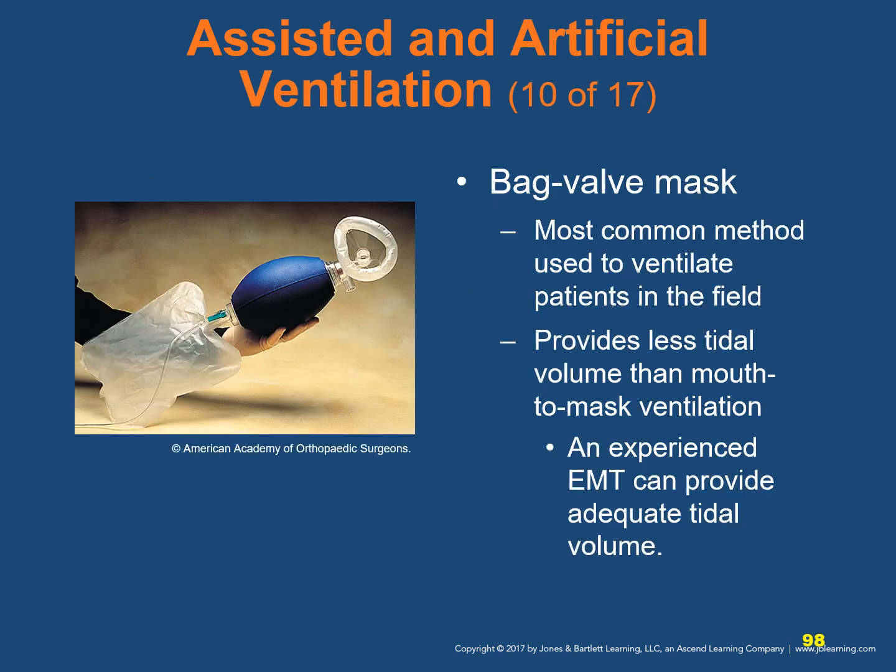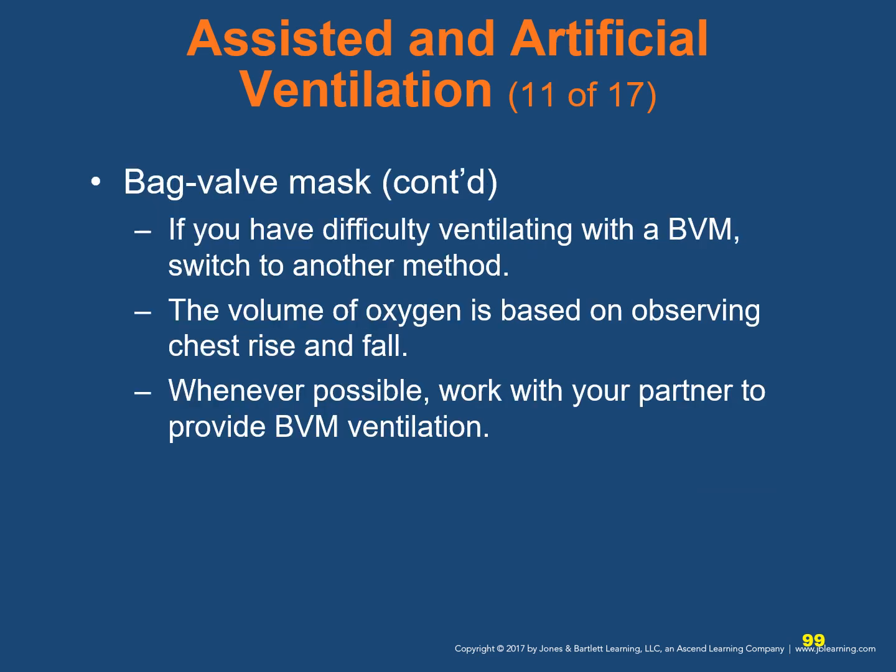The bag valve mask is the most common method used to ventilate patients in the field. It can deliver nearly 100% oxygen at a flow of roughly 15 liters per minute, however, it provides less tidal volume, only as much volume as you can squeeze by hand. The BVM provides less tidal volume than mouth-to-mask ventilation, but delivers a much higher concentration of oxygen. An experienced EMT can provide adequate tidal volume. As a new EMT, develop proficiency by ventilating airway training mannequins before using a BVM on a patient. If you have difficulty adequately ventilating a patient with a BVM, switch immediately to another method, such as mouth-to-mask technique.